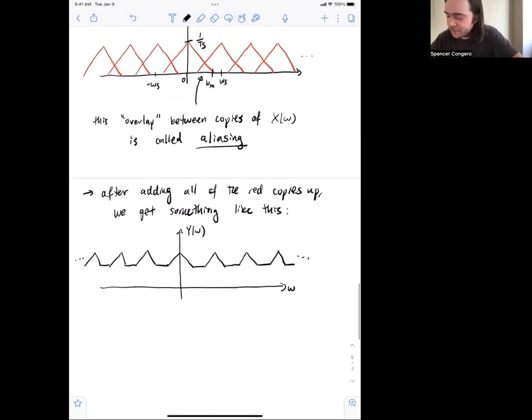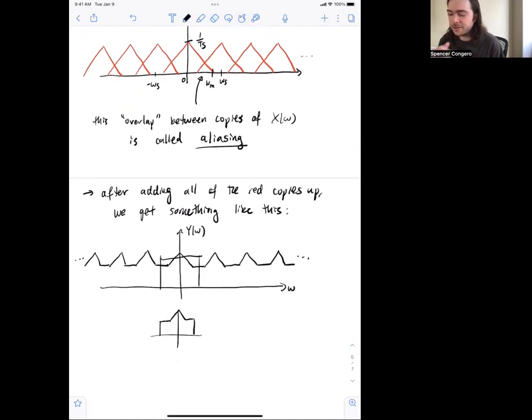I can't. If I were to put a low-pass filter, maybe something like that, what I would end up with is not a triangle. What I would end up with is something that looks like that. That's not my original X of omega, right? There's been interference in these parts. The aliasing has made these copies of the original X of omega interfere with each other.